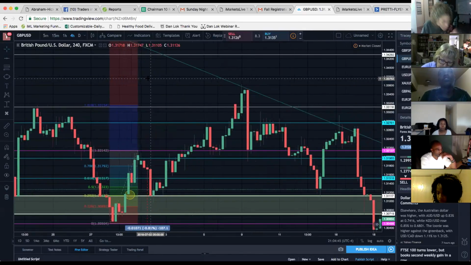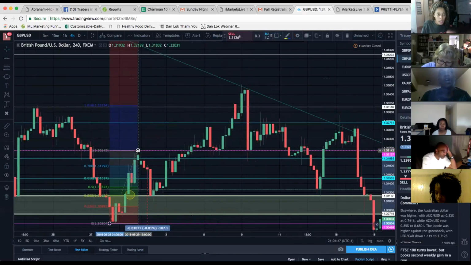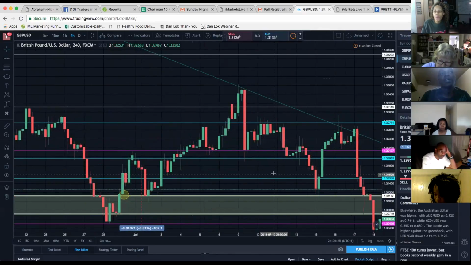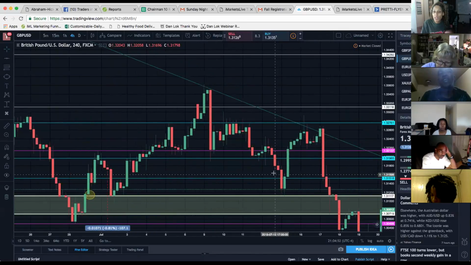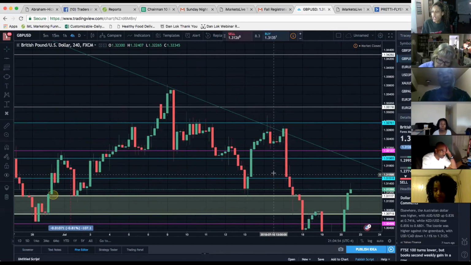Yes, Pumpkin. Do you do your fibs from the daily or the 4 hour? Well, you can do it from the daily. It's the most accurate, basically. Yeah, because the swing high, swing low is going to pretty much relatively be the same, right?